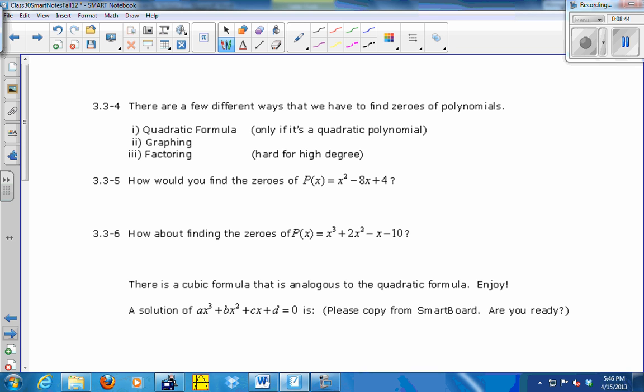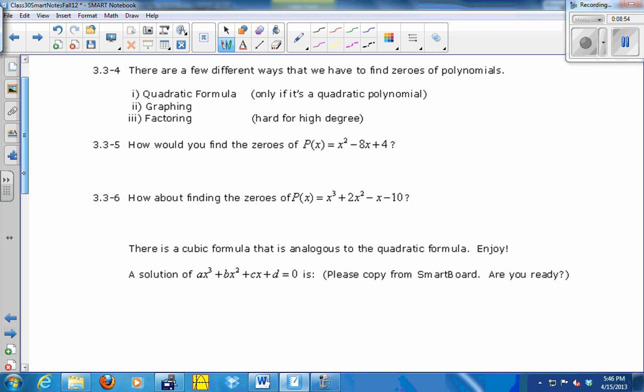All right, so we have a few different ways to find zeros. We can use the quadratic formula, but that only works for quadratics. We can find zeros with our graphing calculator, and we can find zeros by factoring, but that gets harder as the degree gets higher. So what if I wanted to find the zeros of x squared minus 8x plus 4? Which one of our methods would you use? Factoring or the quadratic formula?